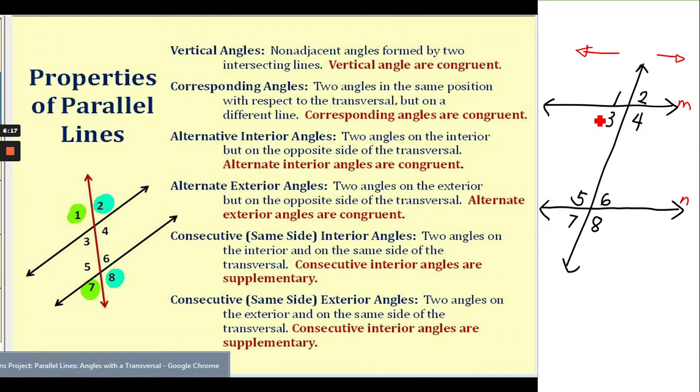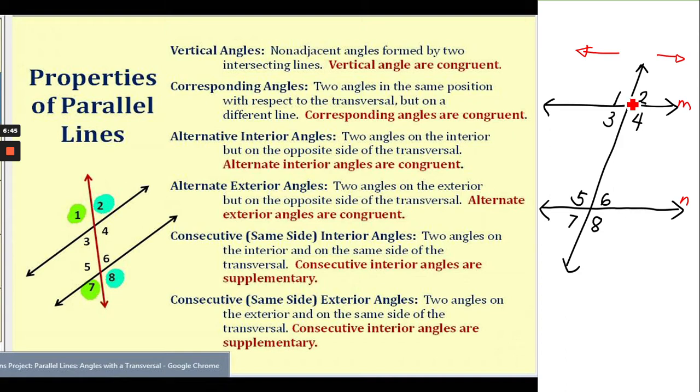So in this case, the interior angles are 3, 4, 5, and 6 because this is the interior of the transversal. The exterior angles are 1, 2, 7, and 8. These are all at the exterior. Now when you say corresponding angles, these are angles on the same side, but one should be on the outside or exterior and the other one should be at the interior.